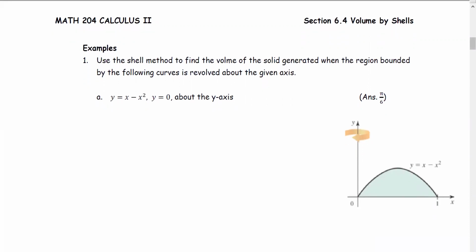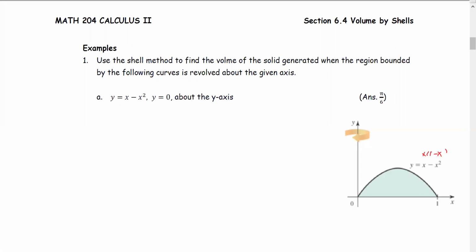The first example, use the shell method to find the volume of the solid of revolution generated when the region bounded by the following curves is revolved about the given axis. In part a, y equals x minus x squared, y equals 0, and rotate about the y-axis. From the graph provided, y equals x minus x squared is the parabola opens down with the intercepts at 0 and 1.